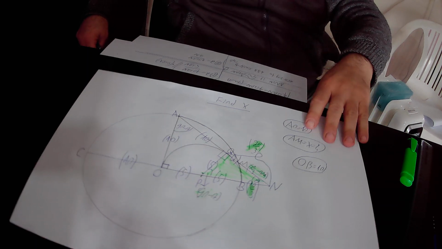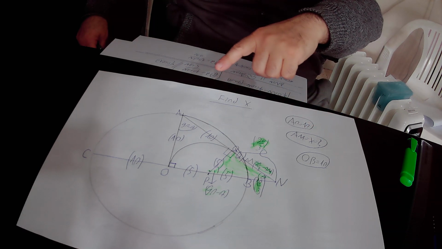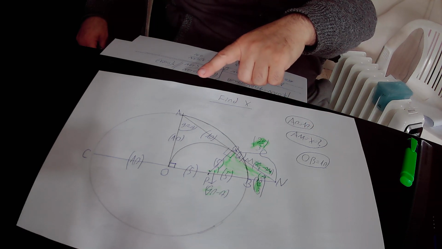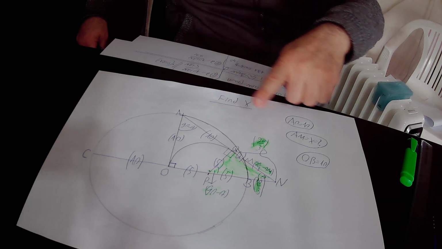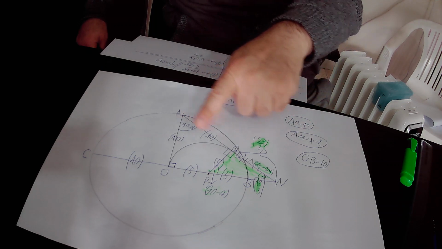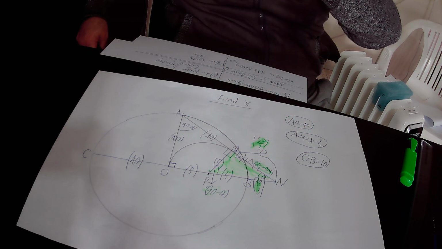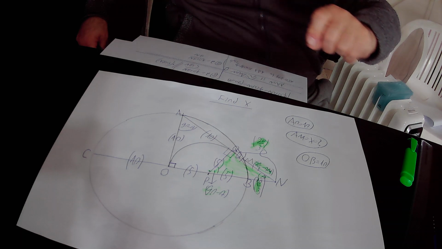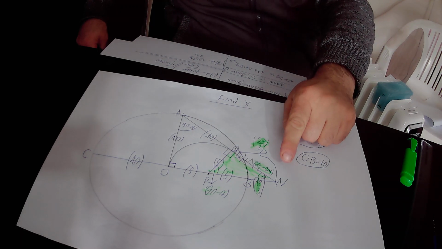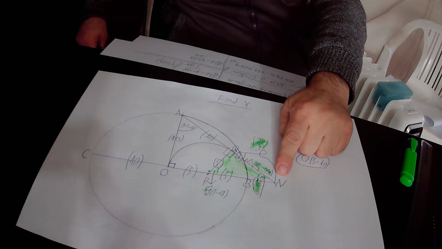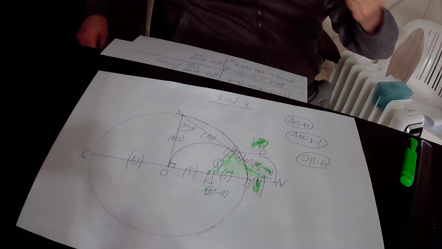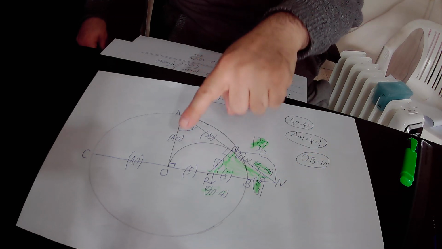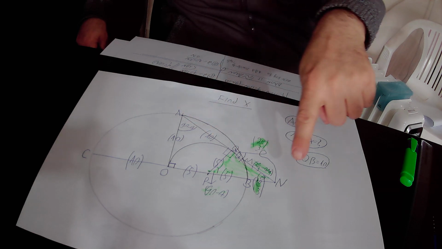Then we extended side AM and side OB by a straight line until they touch each other. Here we define the touching point as point N. By doing this construction, we created here the right triangle AON.